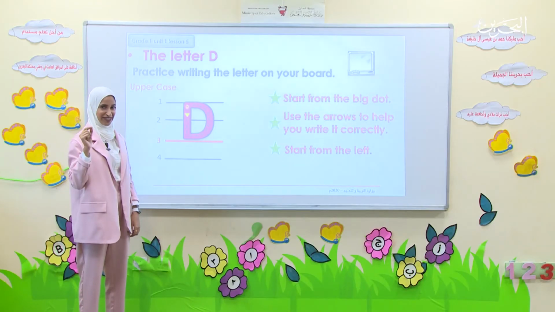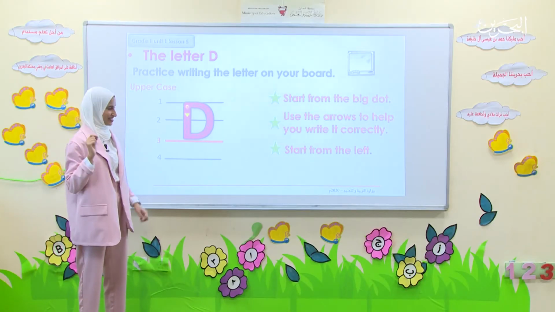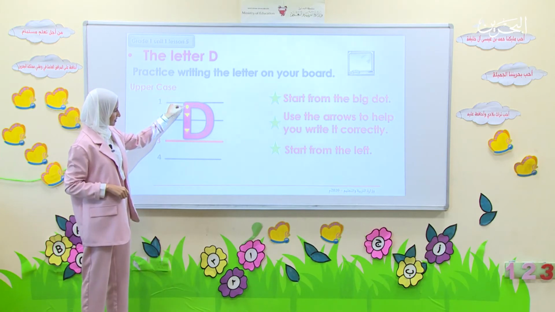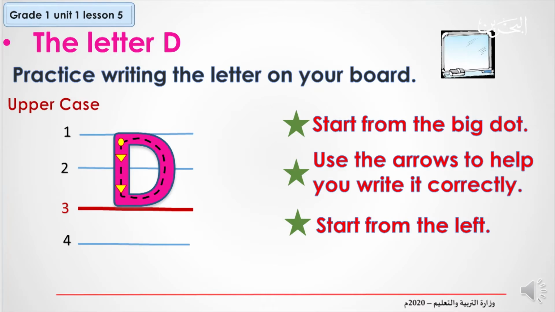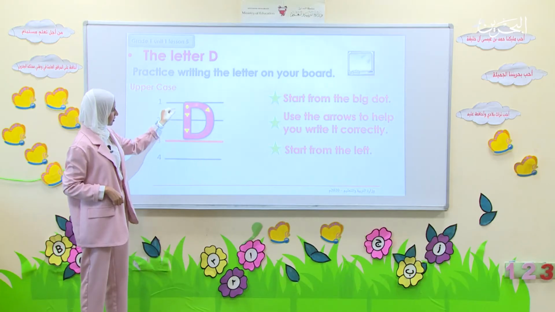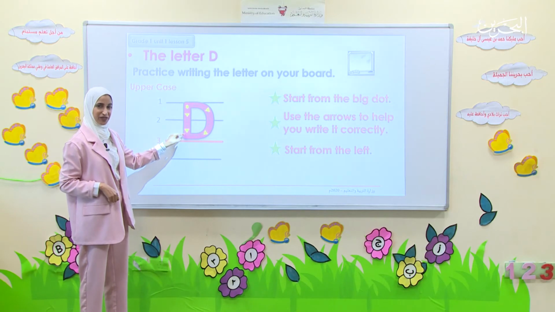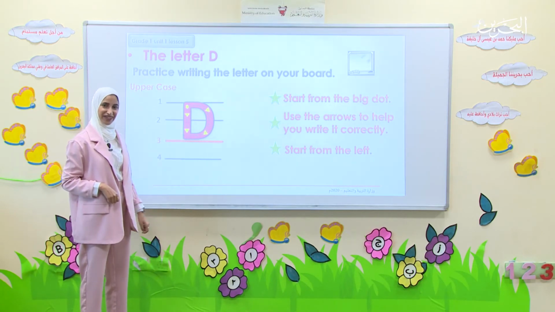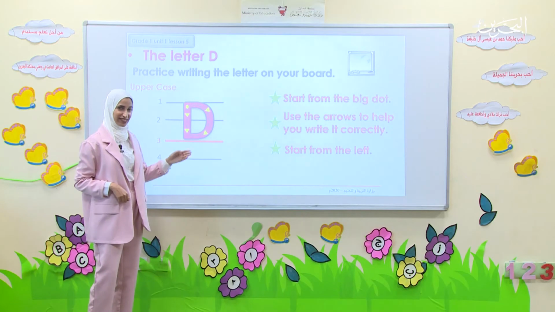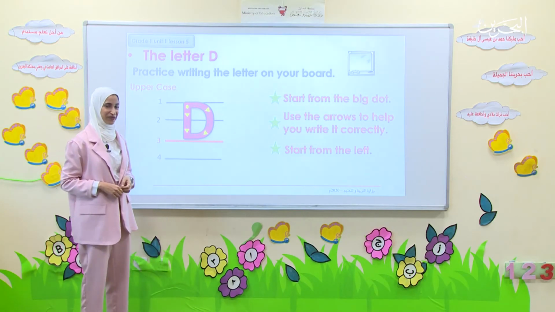Now hold your marker. Excellent. We will start from the big dot. We will make a straight line to line number 3 and then go back to the yellow dot and make half a circle, enter line number 3. Did you write it? Very good. Always practice writing on your own.